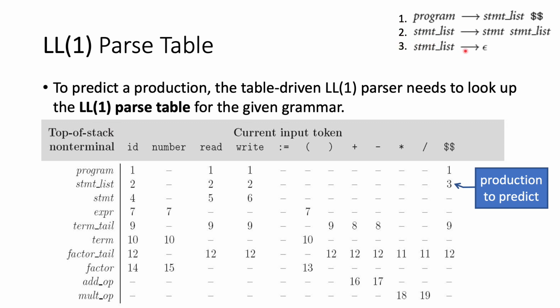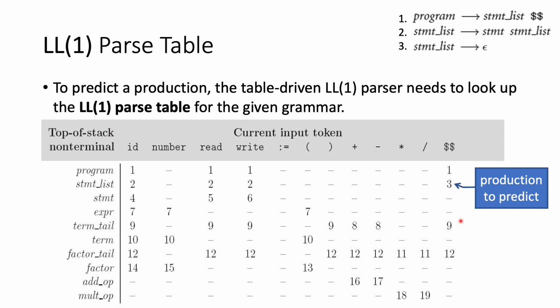Here I cannot show all of the productions. Number 1 is the first production in the calculator grammar. Number 2 is the first production for STMT list, and number 3 is the epsilon production for the STMT list, and so on.